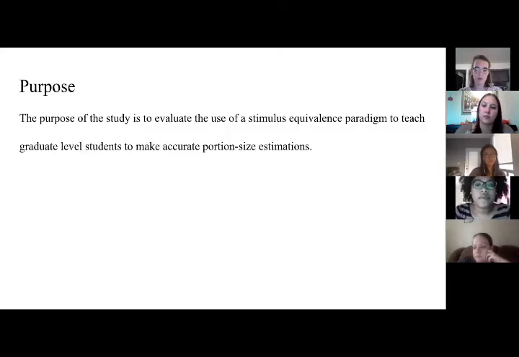The purpose of our study is to evaluate the use of a stimulus equivalence paradigm to teach graduate level students to make accurate portion size estimation. It also addresses critical medical needs. It was designed to improve health outcomes such as obesity and being overweight.